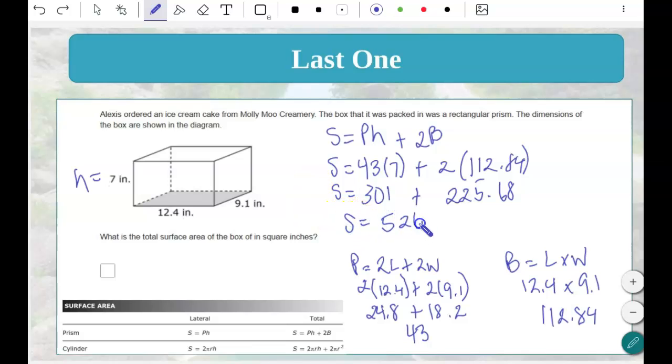Now let's see what the actual answer is looking for there. It says, what is the total surface area of the box in square inches? So it doesn't say to round, doesn't say to the nearest inch, so you would just put that in as is shown.